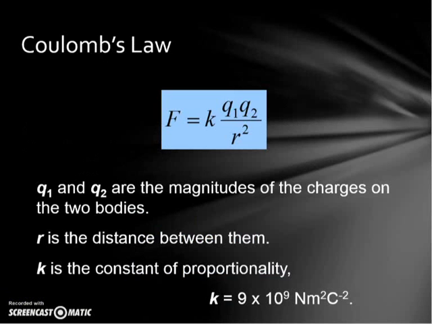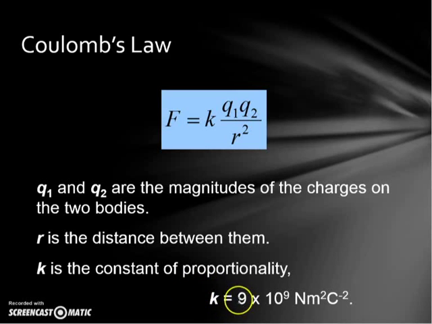Now, if we talk about breaking down this formula, we've got Q1 and Q2. They're the magnitudes of the charges, how big each of the charges we're looking at is. R is our radius, or the distance between their centers. And remember that distance is always measured in meters. And K, this guy here, is called the constant of proportionality. So basically, that's just a constant that makes it all work.